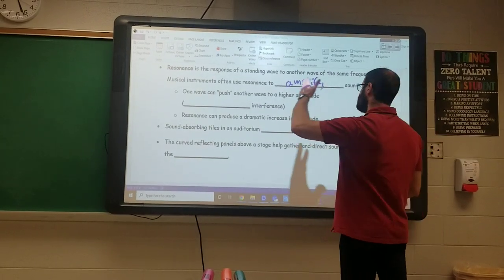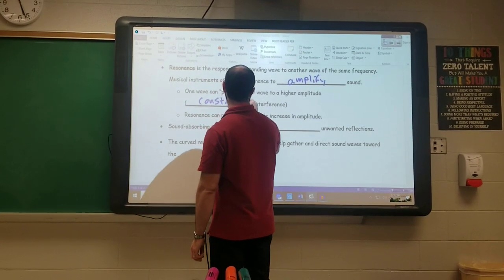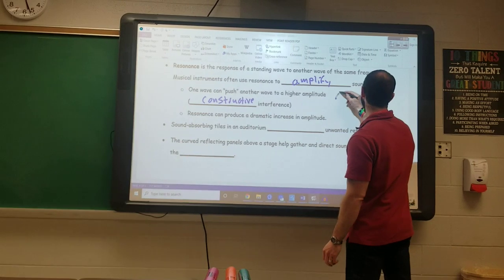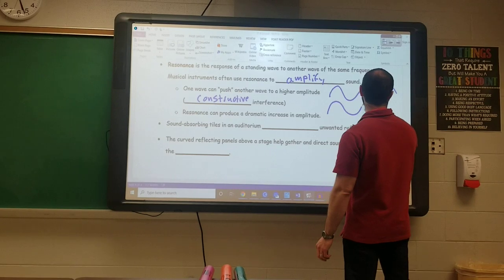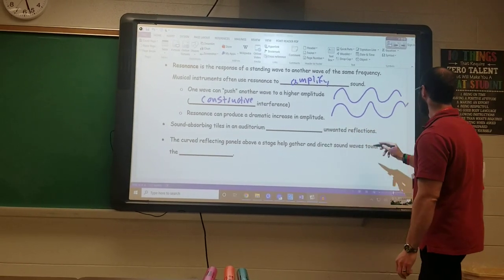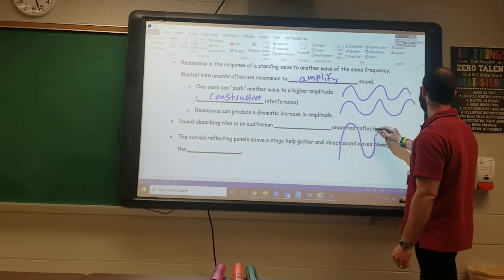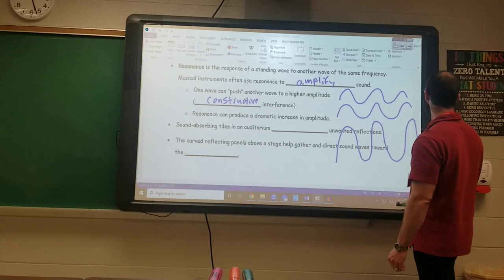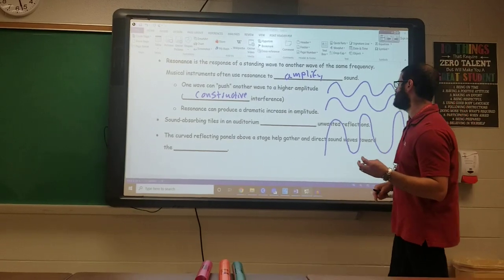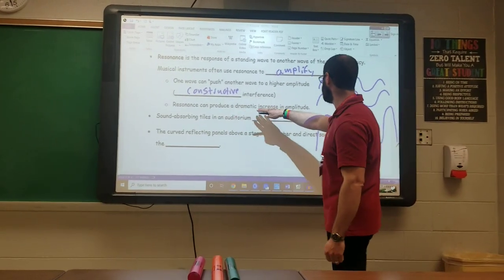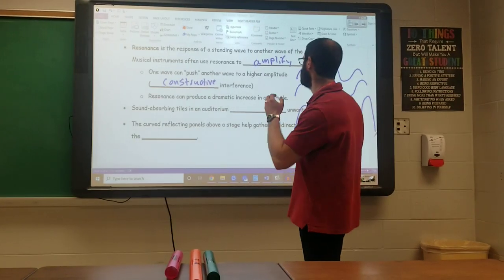So one wave can push another wave to a higher amplitude, which means we have constructive interference going on. Remember, if we have two sound waves that interfere constructively, that would mean their peaks line up, their peaks occur at the same time, and we would end up with a resulting wave that has a much greater amplitude, which would mean louder sound, greater intensity. So resonance can produce a dramatic increase in amplitude, or an increase in the loudness or the intensity of the sound.